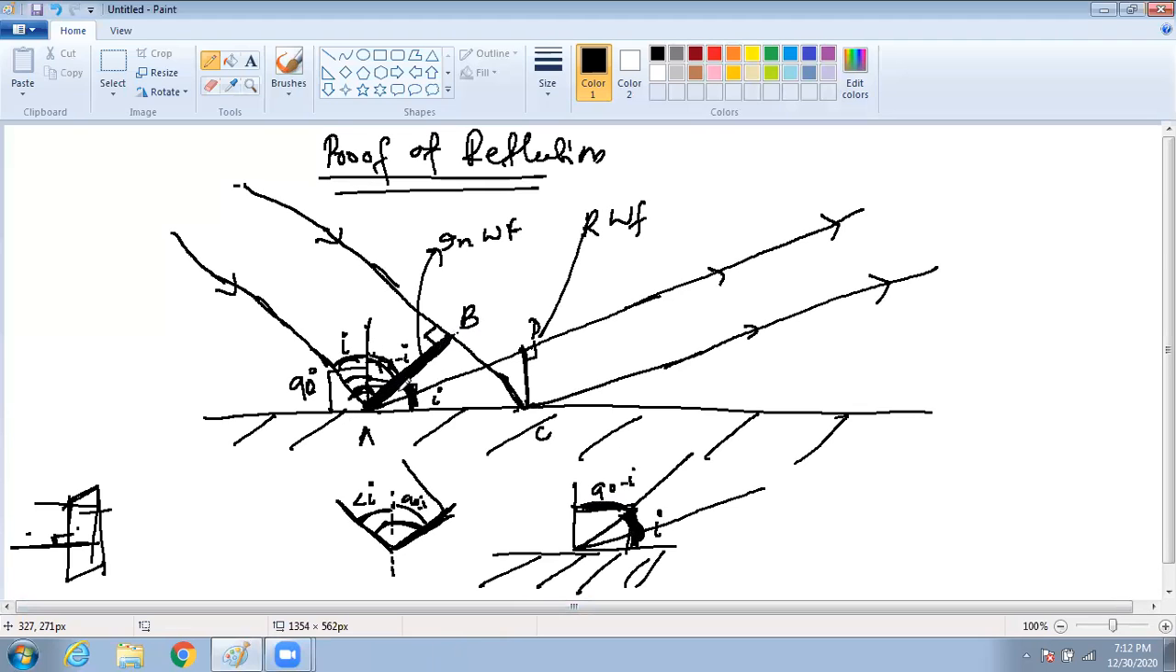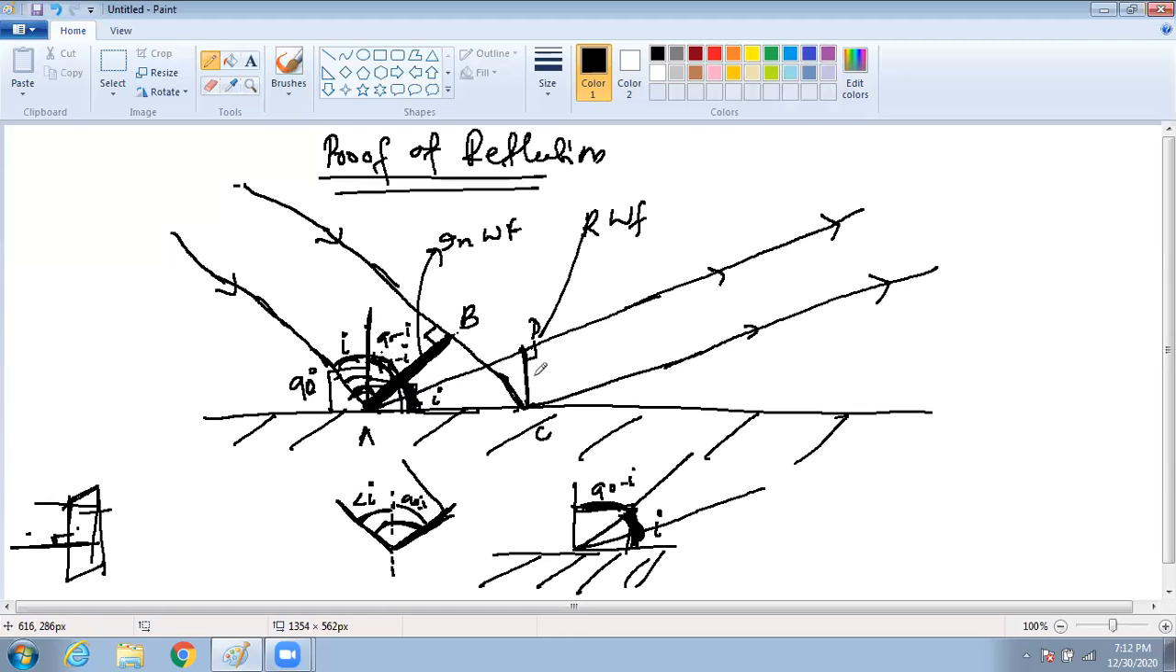The whole angle is 90 degree because the angle between the normal and the surface is 90 degree, correct? Perpendicular. So this angle is 90 minus I. We already found that out. The remaining angle should be what? I, because 90 minus I plus I is 90 degree. So this angle is I, correct? Okay, sir. Understood.